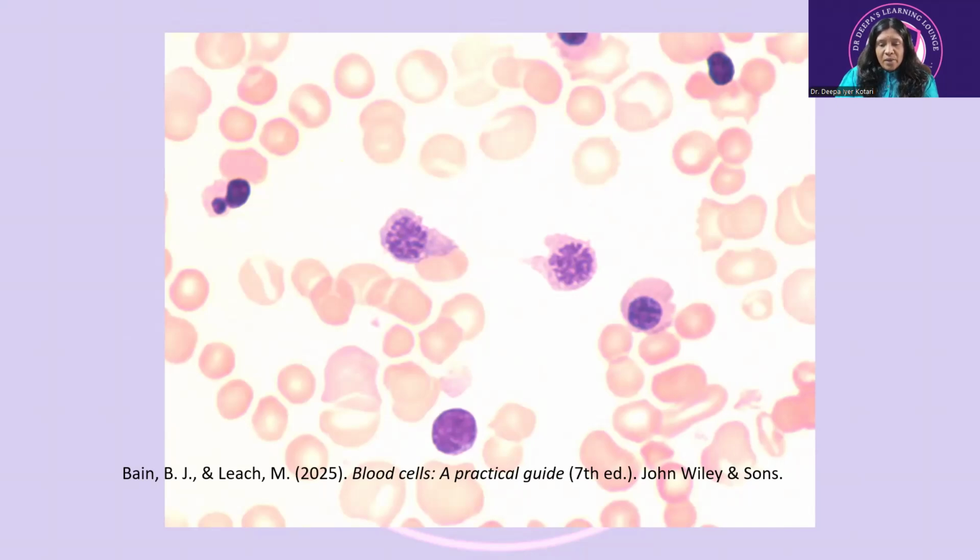So the uncommon feature in circulating NRBC is that you have these different stages of NRBC. You usually don't see them. Usually you see just this type of an NRBC in your peripheral smear in an adult population.